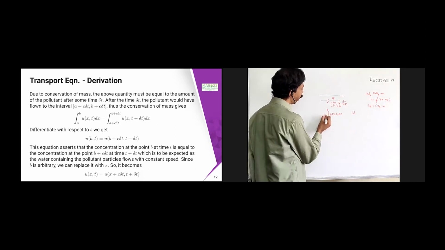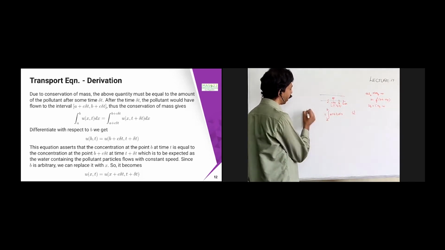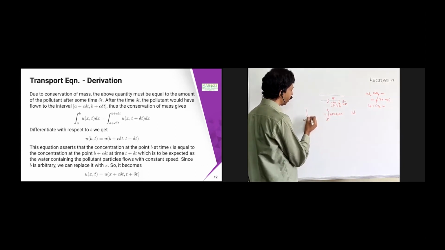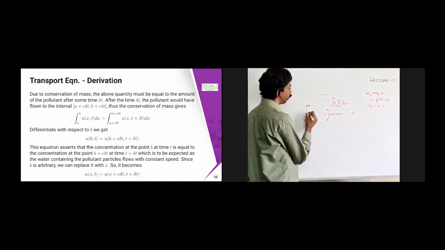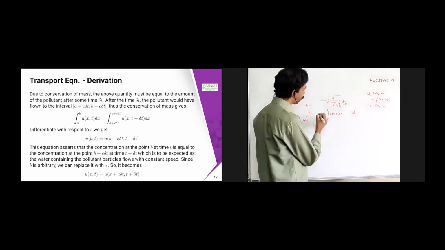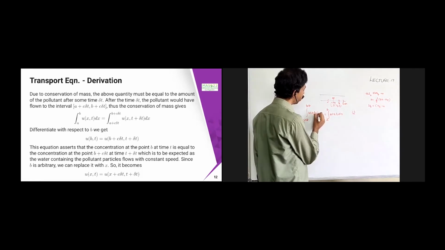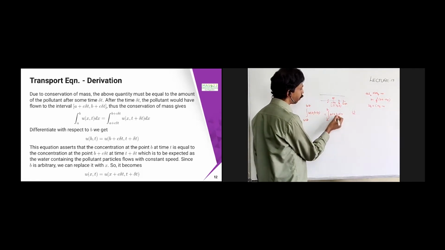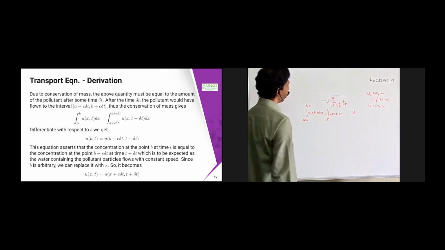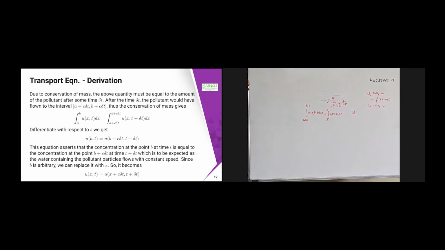According to the consideration of mass, what you are going to get is that the integral from a to b of u of x comma t should be equal to the integral from a plus delta t to b plus delta t of u of x comma t plus delta t, because this has moved from the position at time t. Now I need to observe that delta t, therefore I am going to put u of x comma t plus delta t dx.